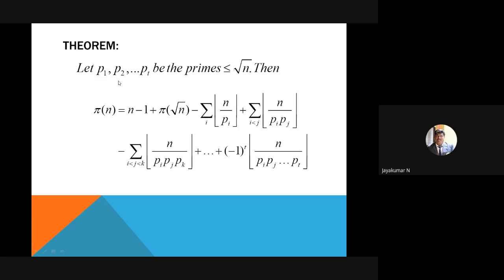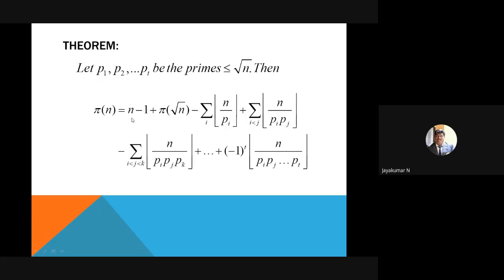The formula starts with a plus symbol, then alternates: plus, minus. First term plus, second term minus, third term plus, fourth term minus, fifth term plus, sixth term minus, and so on. So you will have alternating signs. You only have to remember the first 3 terms; the remaining I will teach you, and you can easily remember them.